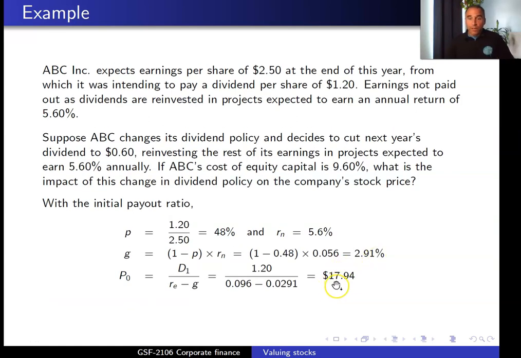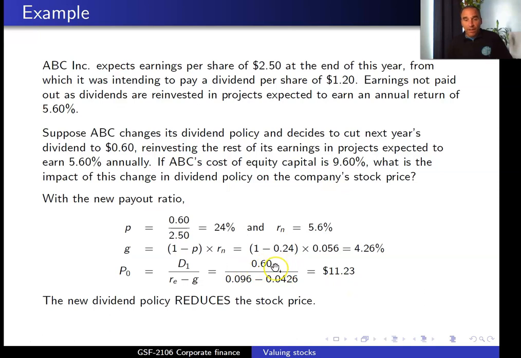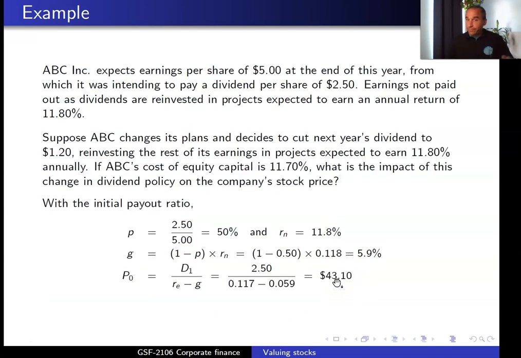Okay, so initial stock price 17.94. So with a dividend of $1.20 and 2.9% growth rate, stock price of 17.94. Now we reduce the dividend by 50%, which increases growth to 4.26%, but that overall reduces the stock price. The impact of the reduction in dividend is much larger on the stock price than the impact of the increase in growth. So this reduces the stock price.